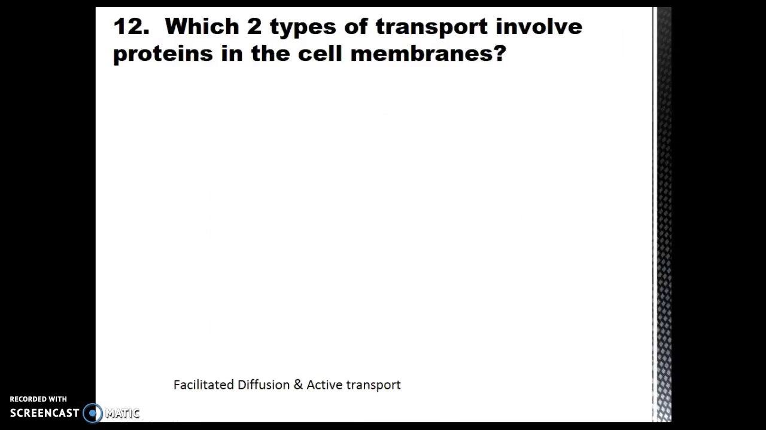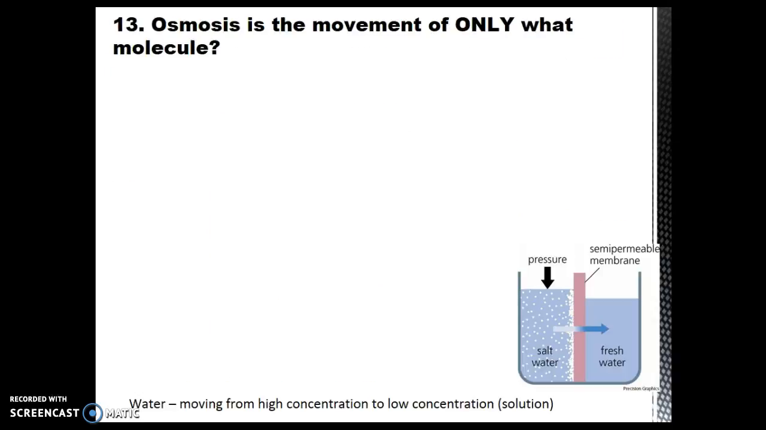Which types of transport involve proteins in the cell membrane? We already answered this question. It is the facilitated diffusion and active transport. Osmosis is the movement of only what molecule? That water molecule is the right answer. Water is moving from a high concentration to a low concentration in a solution. Osmosis involves water molecules. Diffusion is other types of molecules.